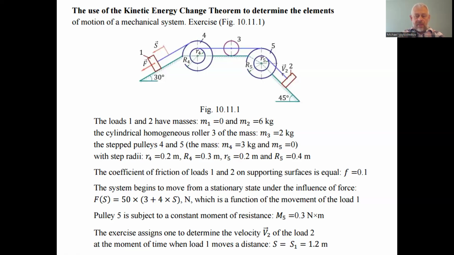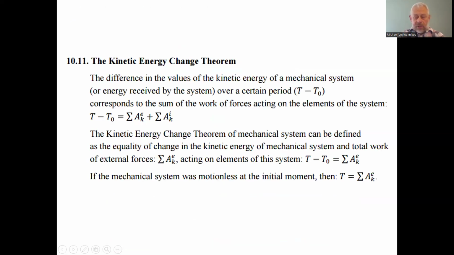As we can see, the task is to find the velocity of the system under the action of the external forces. This is the work of the external forces which moves the whole system, and we have to find the velocity. So the idea is to use the kinetic energy change theorem, because this system goes from the state of rest, so T0 equals 0, and because the system consists of rigid bodies and unstretchable threads, we consider the system as just a rigid system.